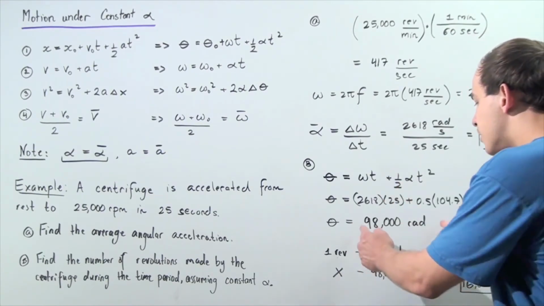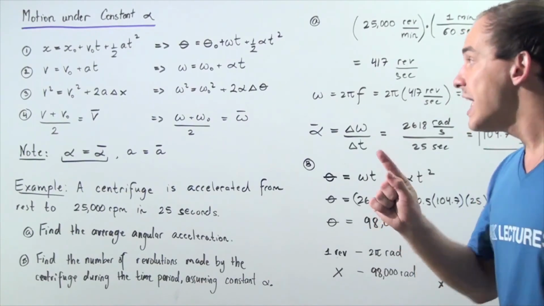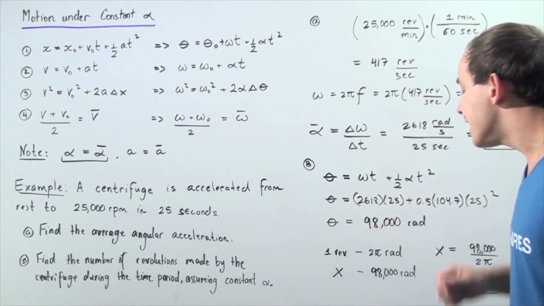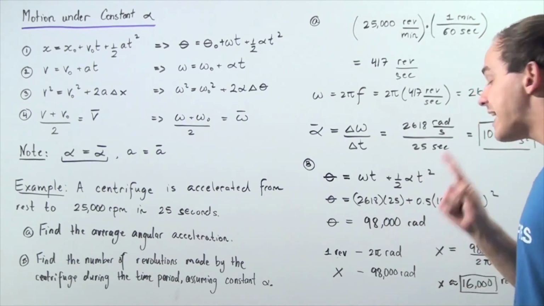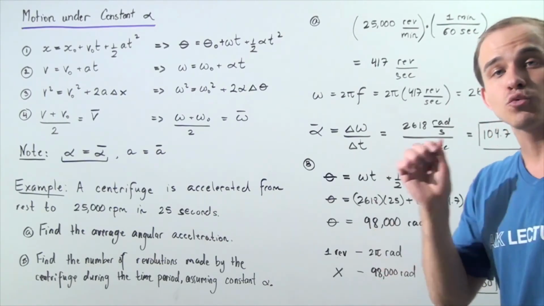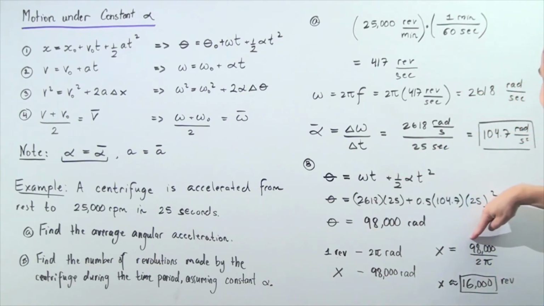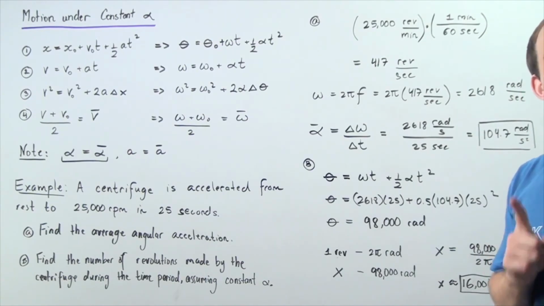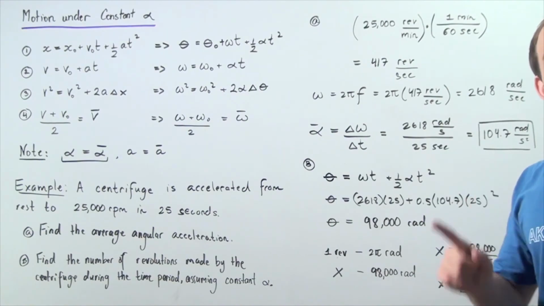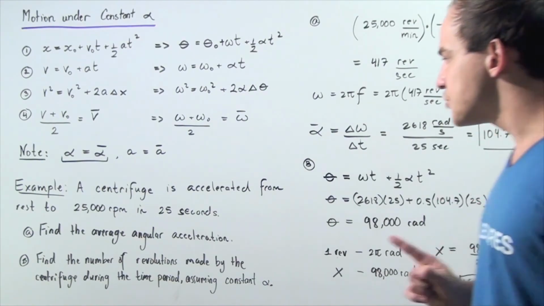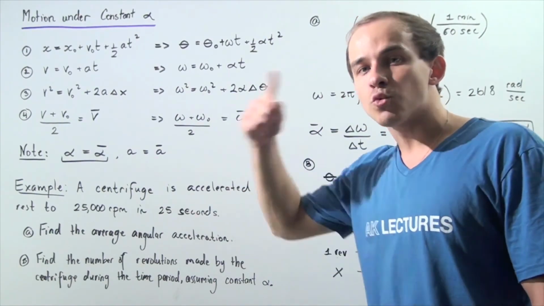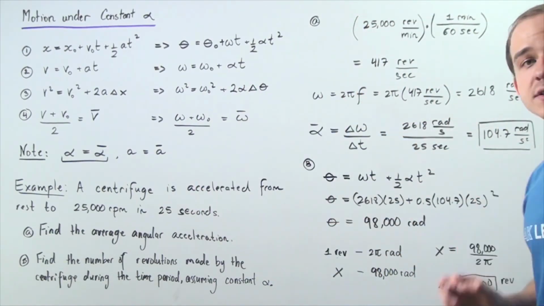So now we take this quantity and we recall that in one full revolution there are 2 pi radians. So that means if we want to find how many revolutions are in 98,000 radians, we simply take 98,000 and divide that by 2 pi. And we get approximately 16,000 revolutions. So that means in a time interval of 25 seconds, our object rotates 16,000 times.